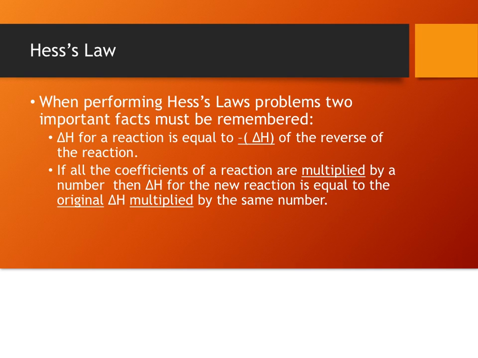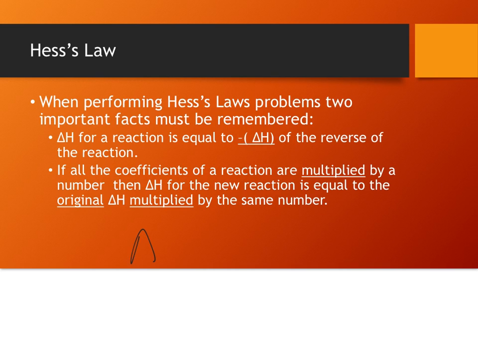Before that, though, when performing Hess's law, there's 2 things you got to remember. First off, delta H for a reaction is equal to the negative of that of the reverse. So that means if I produce 10 joules going in my forward reaction, I'm going to require 10 to go backwards. Secondly, if all the coefficients of a reaction are multiplied by a number, then the delta H for that new reaction is equal to the original delta H multiplied by the same number.